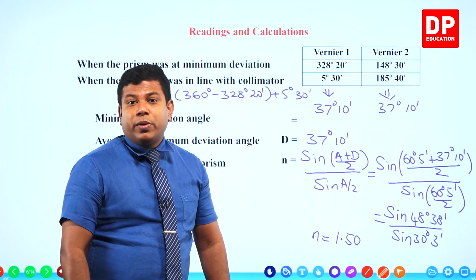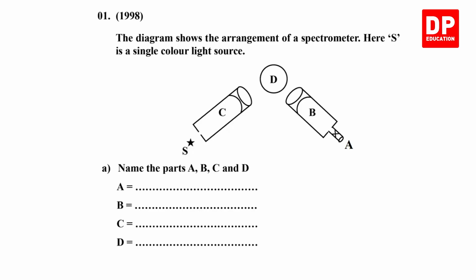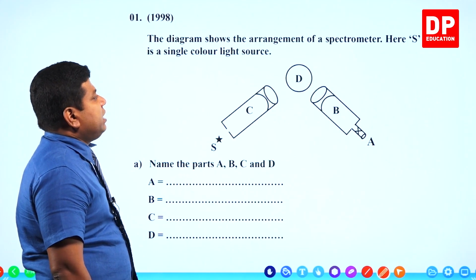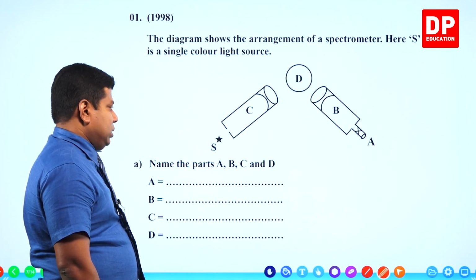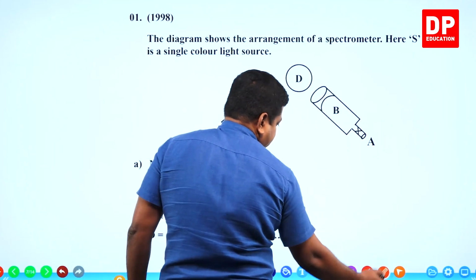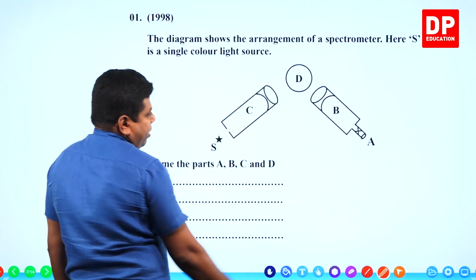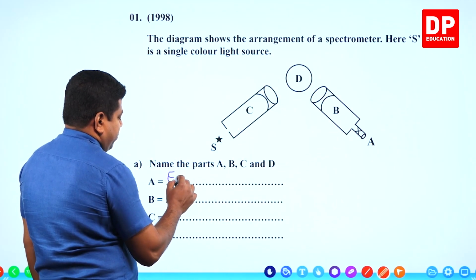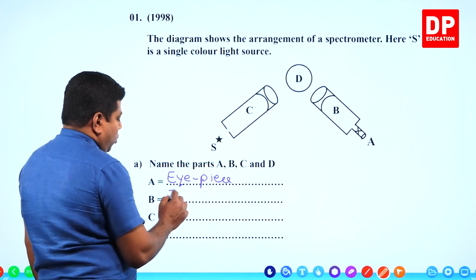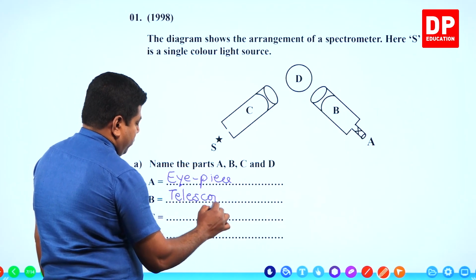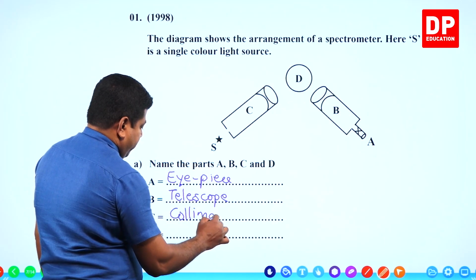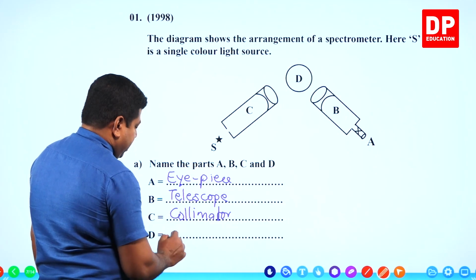Now we will see a past paper question. This is a question that came in 1998. Quite an old paper. The diagram shows the arrangement of a spectrometer. Here S is a single color light source. Name the parts A, B, C and D. So easy. A is what you call the eyepiece. B is the telescope. C is the collimator. And D is the prism table.